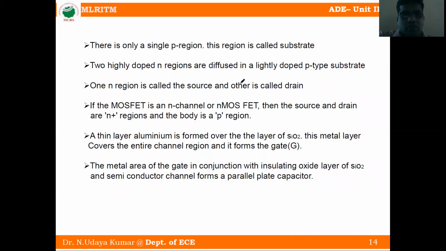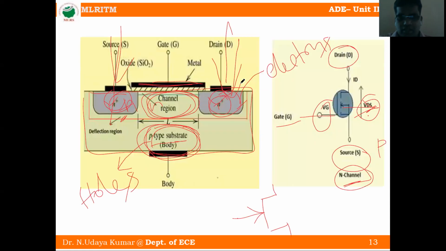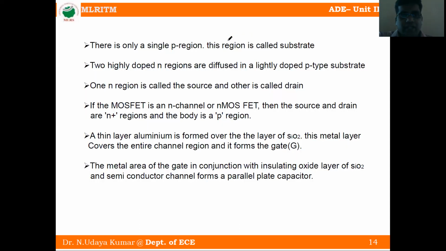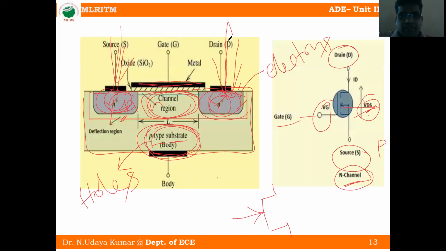Okay. So the third one: one N region is called the source and the other is called the drain. So this is one N region, we call it the source, and the other N region we call the drain. Okay. If the MOSFET is an N channel or NMOSFET, then the source and drain are N plus regions and the body is P region. Already we discussed this point. So this is a P-type substrate. If it is N-channel, the source and drain are N-type material. So in between, the channel we call an N-channel. This one is N-channel because the substrate is P.